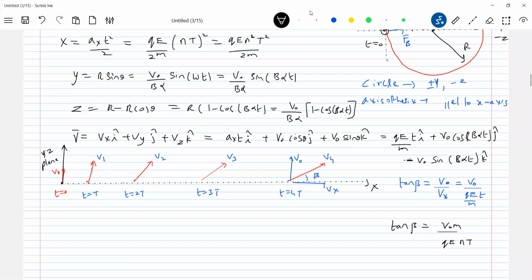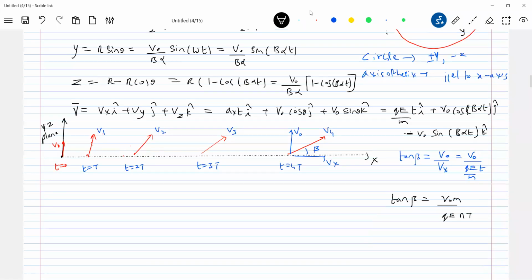Now, some specific question I'll ask you. After what time will the speed of the particle become 3 v naught? At t equals 0, the particle was having a speed v naught. After what time will it become 3 v naught? I'll straight away ask that condition. So here only, let me bring that question. It's available somewhere.